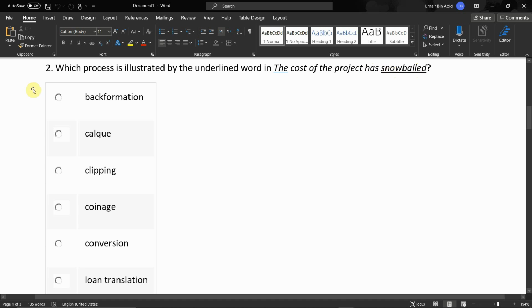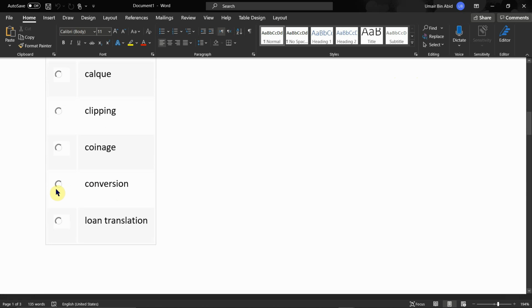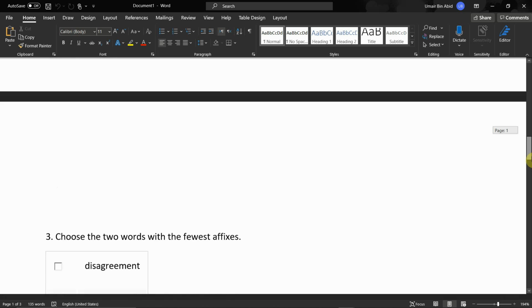So what is the process? It is not back formation, calque, clipping, coinage, or loan translation. It is actually conversion, because although it also involves compounding, that process is not mentioned in the options. Therefore the correct answer could be only conversion, because snow plus ball was a noun and then the noun was converted into a verb, snowball.